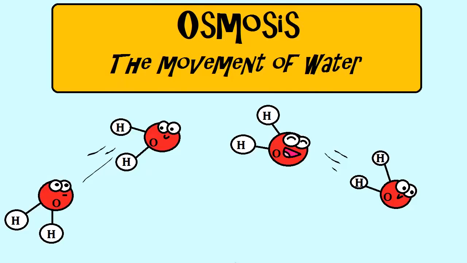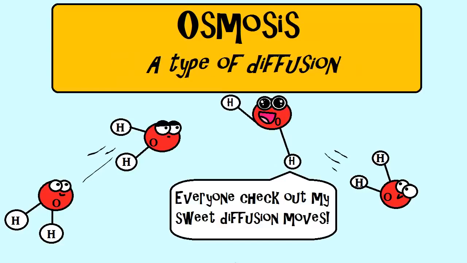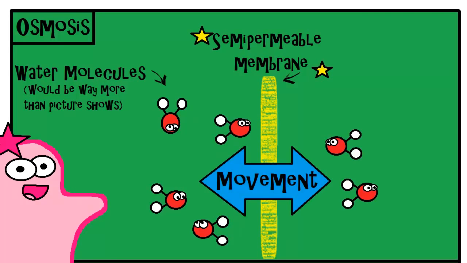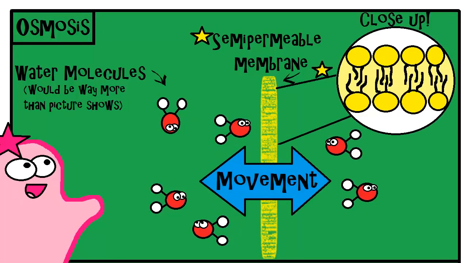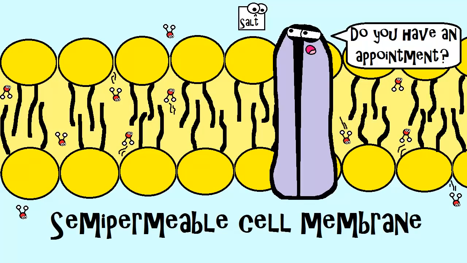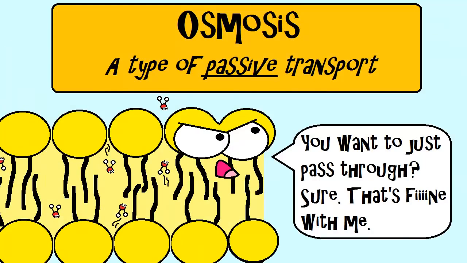Now, first understand that osmosis is the movement of water, and that really is a type of diffusion. Often when you're talking about osmosis, you're talking about the movement of water through a semi-permeable membrane like a cell membrane. A cell membrane has openings small enough for water molecules to pass, but it will not allow larger things like salt molecules to freely pass, at least not without assistance. Osmosis is a type of passive transport, meaning that it doesn't require energy.